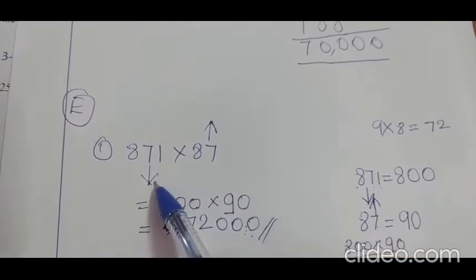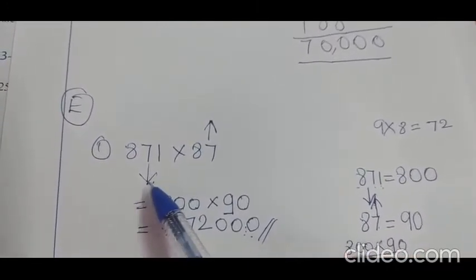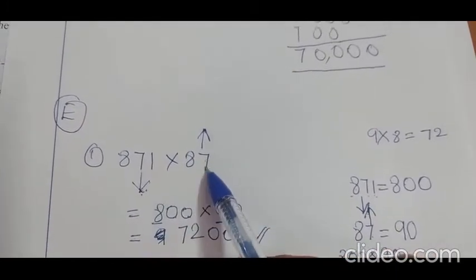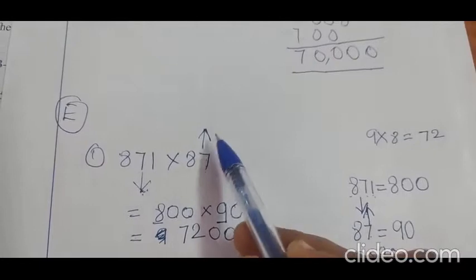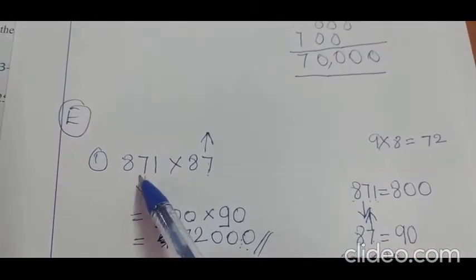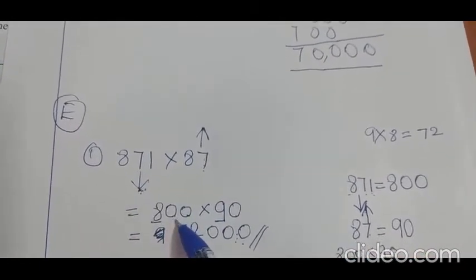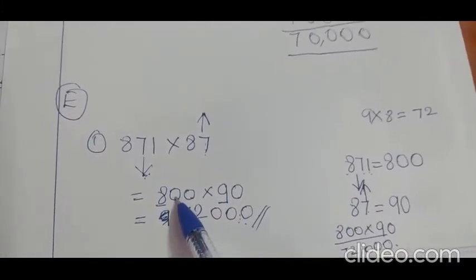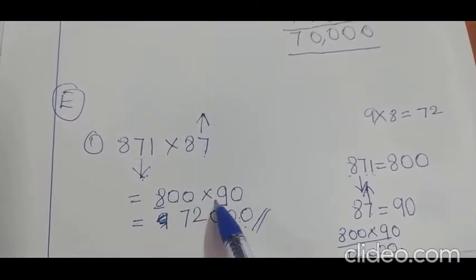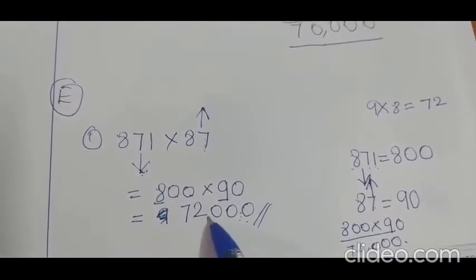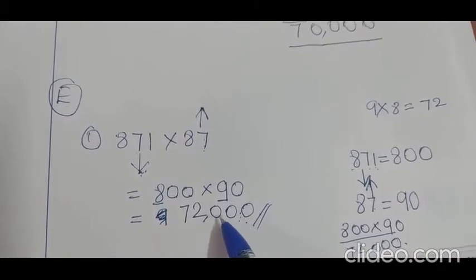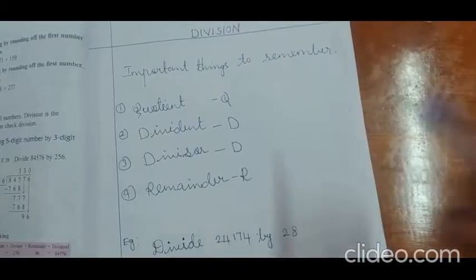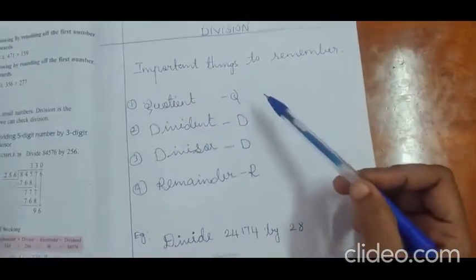In this, how did we count? Here we made it round off counting downward. Here we made it round off by counting upward. Likewise, 871 became 800, 87 became 90, and then we multiply 800 by 90. What answer will come? 72,000. This is the correct answer. Look at it, students.